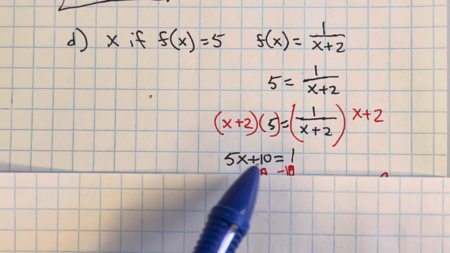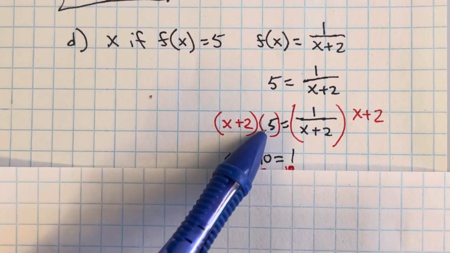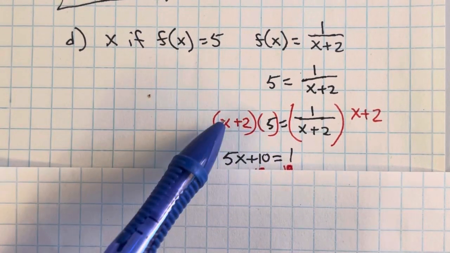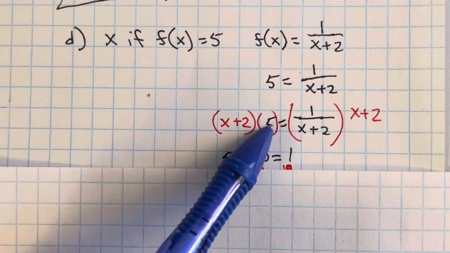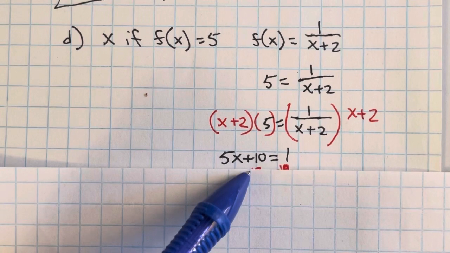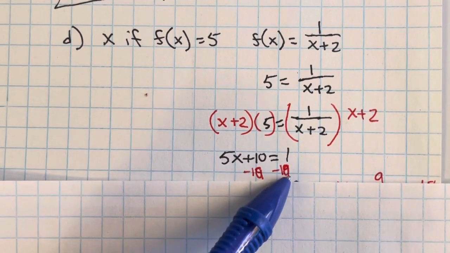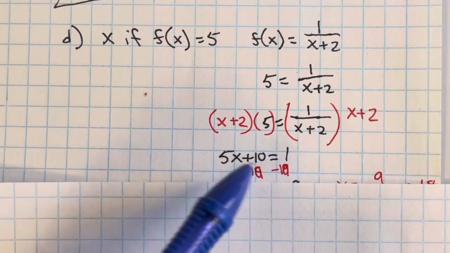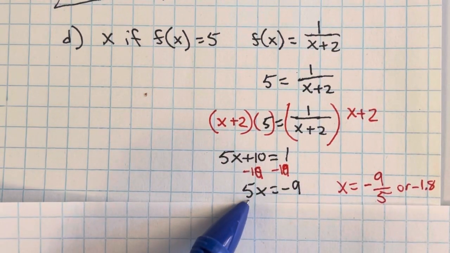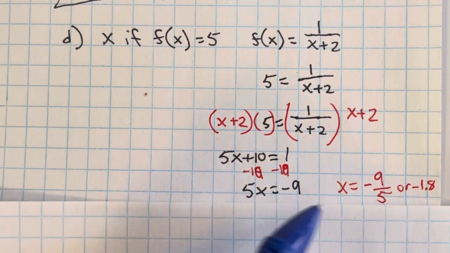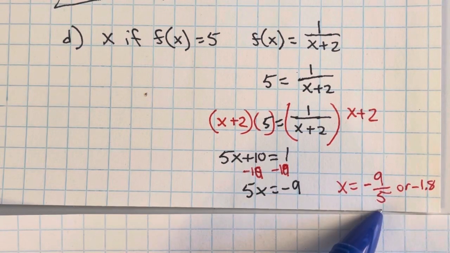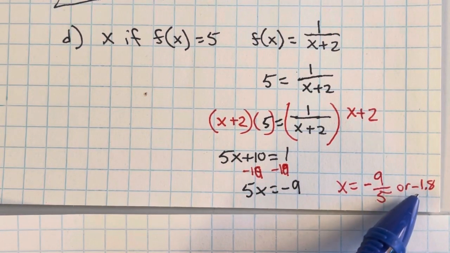So we're left with 1 on the right side, and now we have to distribute this 5 to both of these terms. 5 multiplied by x is 5x. 5 multiplied by 2 is 10, and now we solve for x. We subtract 10 from both sides, 0 pair. 1 minus 10 is -9. And to get x by itself, we divide both sides by 5. And we end up with x equals -9/5, or -1.8.